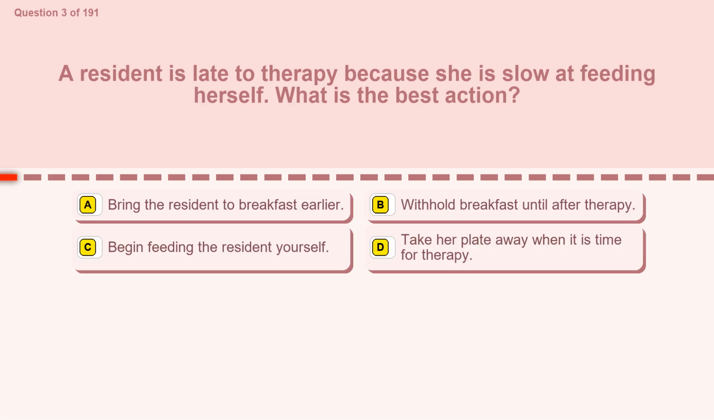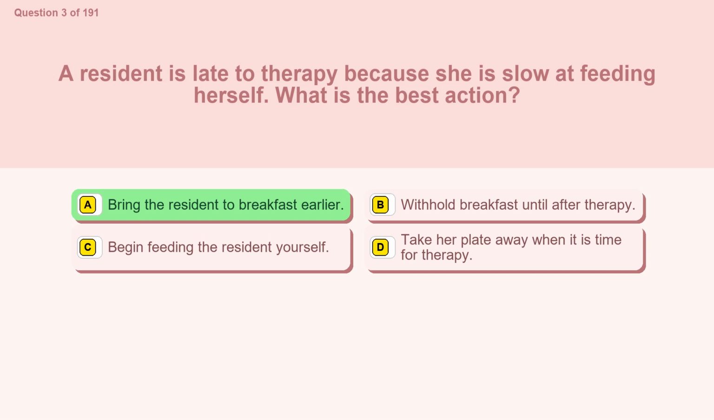Question 3. A resident is late to therapy because she is slow at feeding herself. What is the best action? Option A. Bring the resident to breakfast earlier. Option B. Withhold breakfast until after therapy. Option C. Begin feeding the resident yourself. Option D. Take her plate away when it is time for therapy.